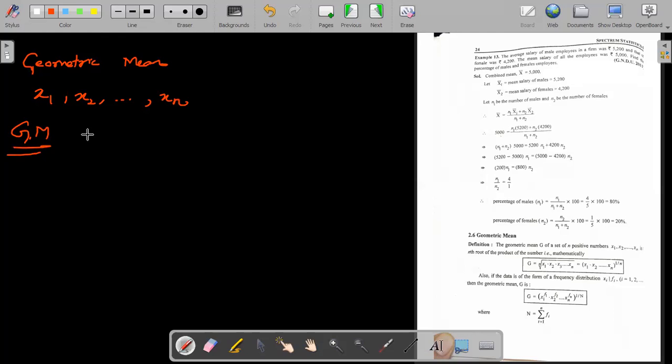So what is the geometric mean? Geometric mean is the product of all these entries, x1, x2, so on up to xn. And since these are n quantities, we take the nth root. Remember, beta, is it fine?